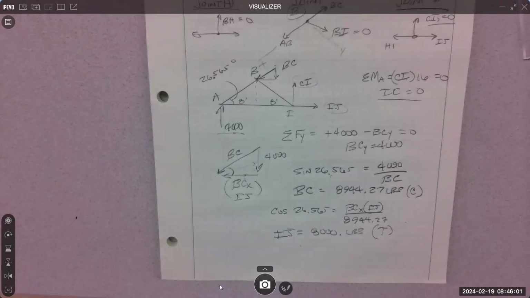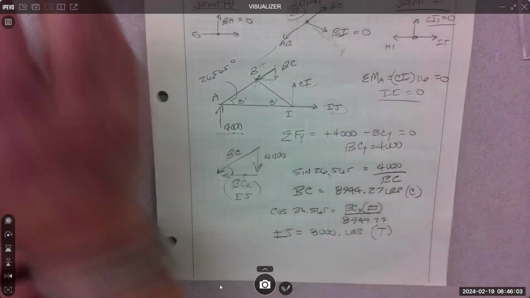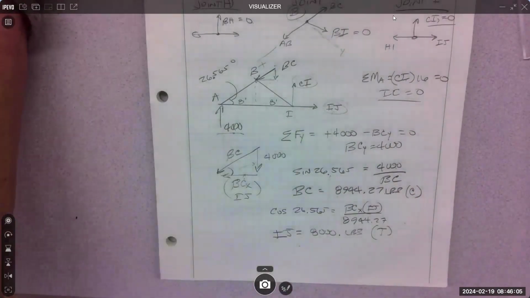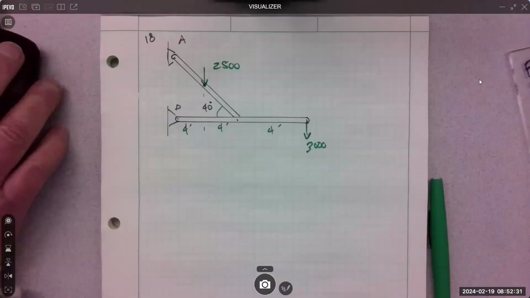We'll talk about frames. We'll take a little break, 5 minutes or so. All right, frames, first frame.